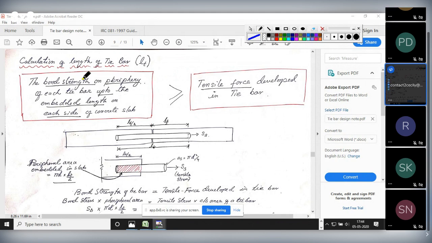See, now bond strength means what? It is the grip between the tie bar and the surrounding concrete. What is the bond strength? That is the bond strength. So the bond strength on periphery of each tie bar up to the embedded length on each side of the concrete slab must be greater than tensile force developed in the tie bar.